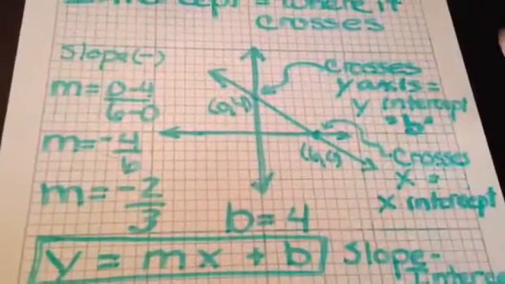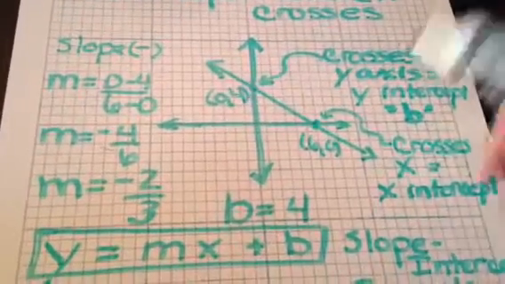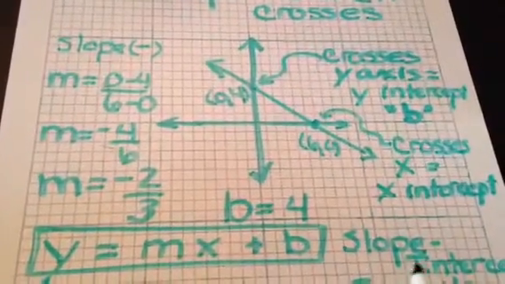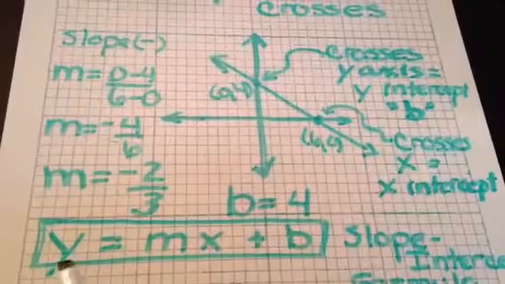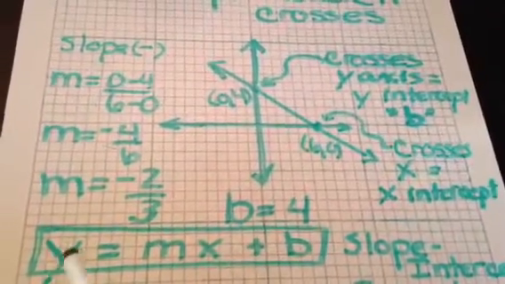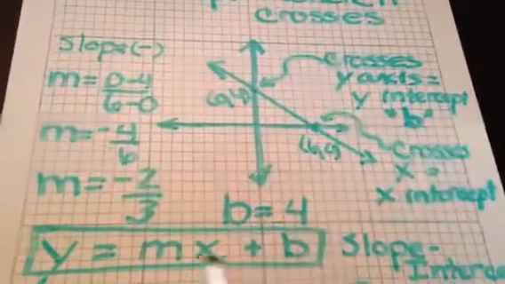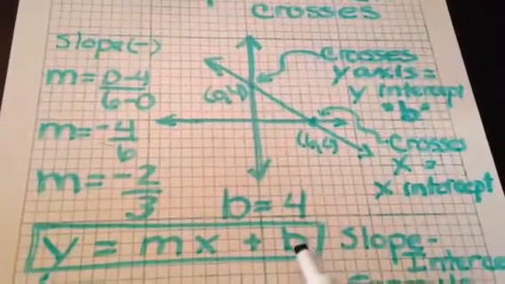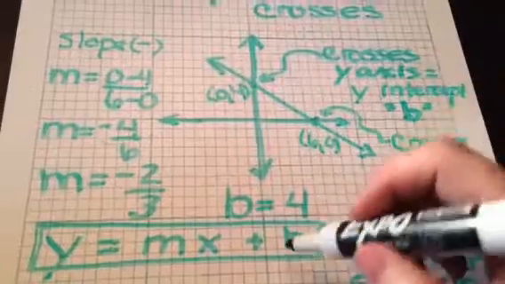Okay, I know, I'm a geek, but I think this is awesome. This is what's called the slope-intercept formula, and it's always the same. It's always y equals mx plus b, no matter what. y equals mx plus b. m is slope, b is the y-intercept.